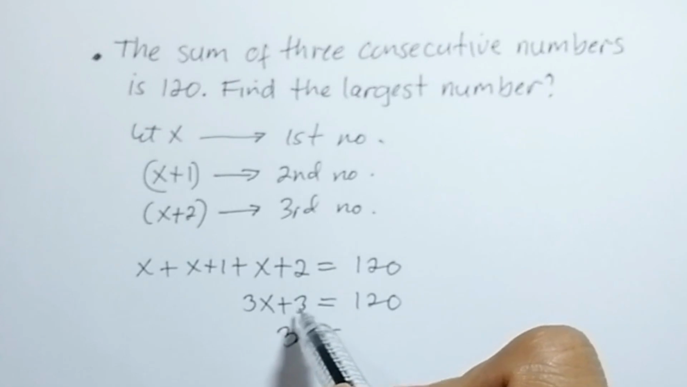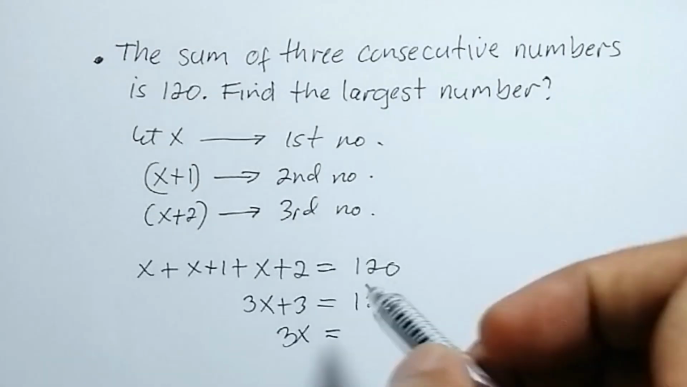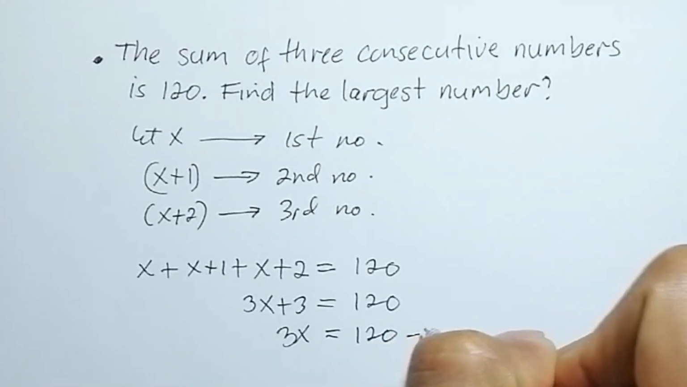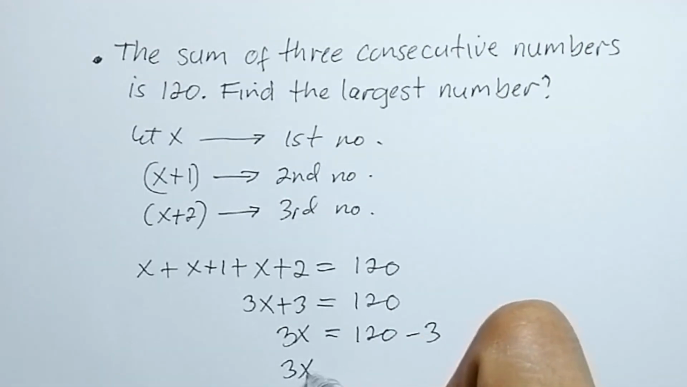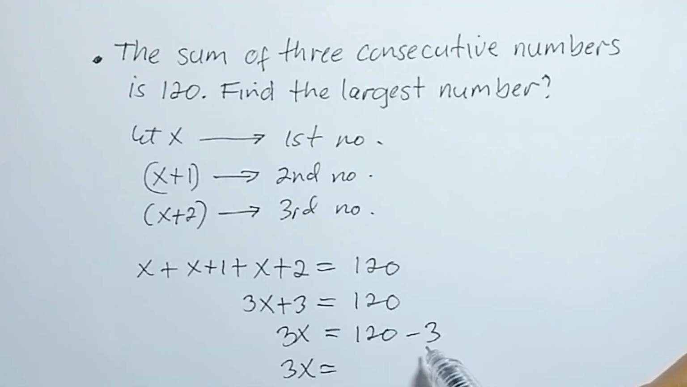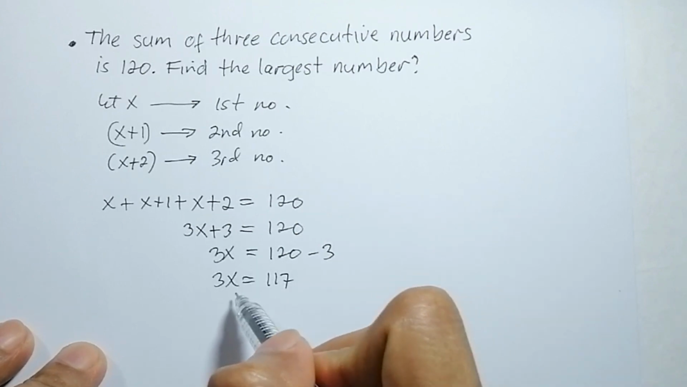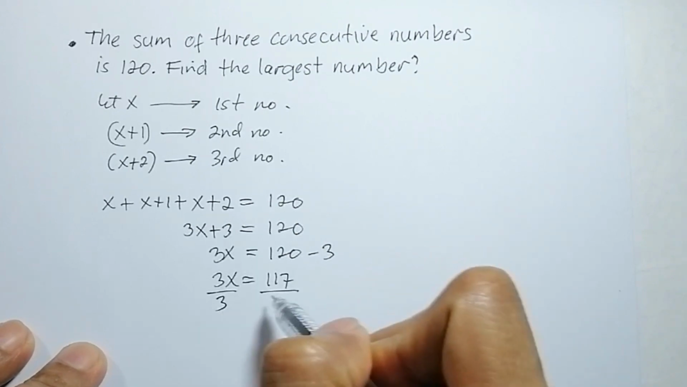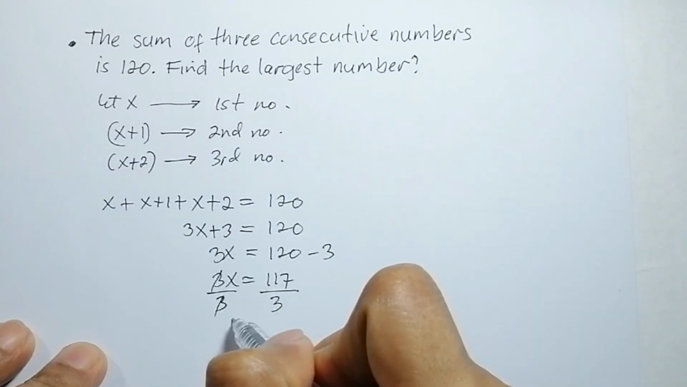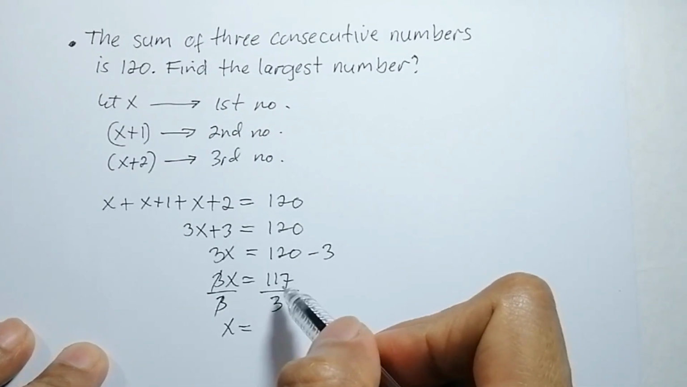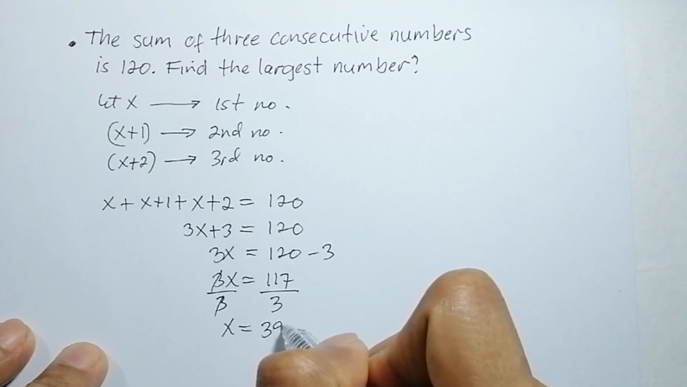Now we are going to transpose positive 3 to the right side. So it changes sign. This becomes negative 3. 3x is equal to 120 minus 3, which is 117. So we are going to divide by 3 on both sides, just to eliminate the 3. Now x is equal to 117 divided by 3, which is 39.